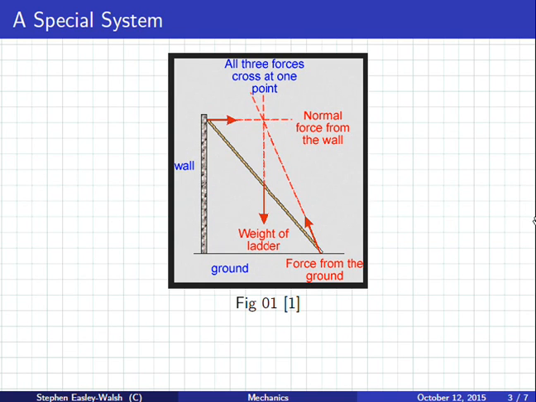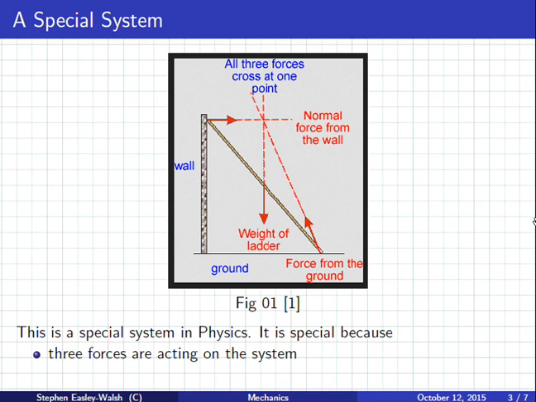Now, have a look at this picture. Although it doesn't look like it, this is a special type of problem in physics. And the reason I'm saying it's special, even though it doesn't look special, is because there are three forces acting on the system. Do you see there are three forces? The first force is the weight. The second one is the reaction from the wall. And then the third one here is the reaction from the ground. So there are three forces. Okay? So this is why it's special. And of course it's an equilibrium.